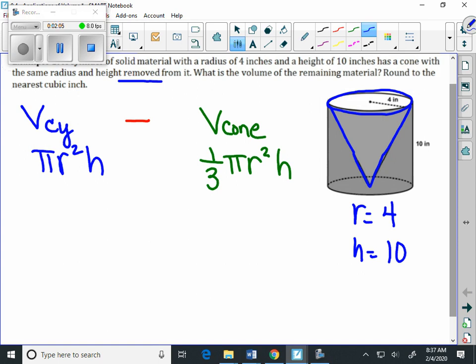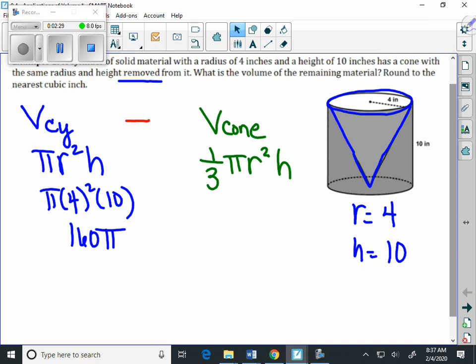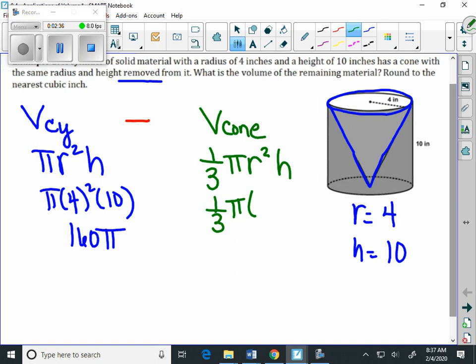So we're going to put the 4 back in here. This is pi times 4 squared times our height of 10. When we type this into Desmos, our calculator, we end up with 160 pi. Again, I'll deal with the pi later, since it says round to the nearest cubic inch. Over here with the cone, it's not going to change that much. It's going to be 1/3 times pi times 4 squared times 10.